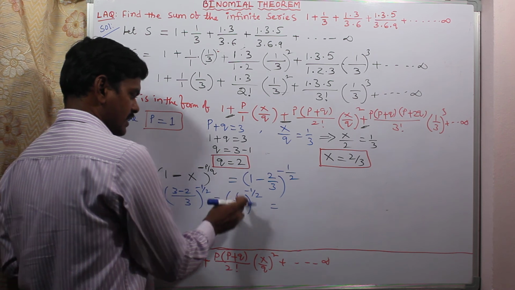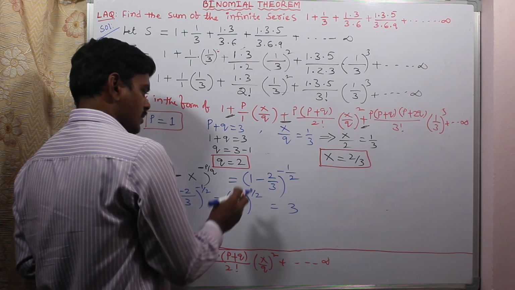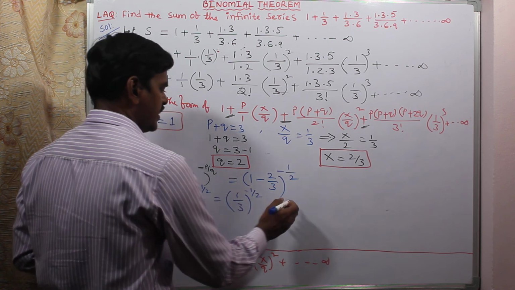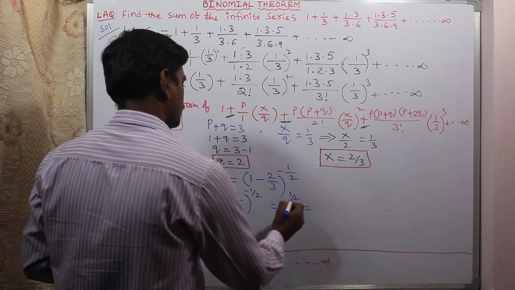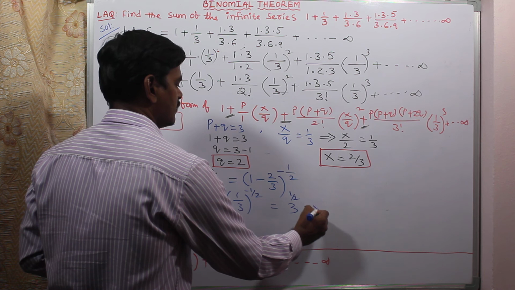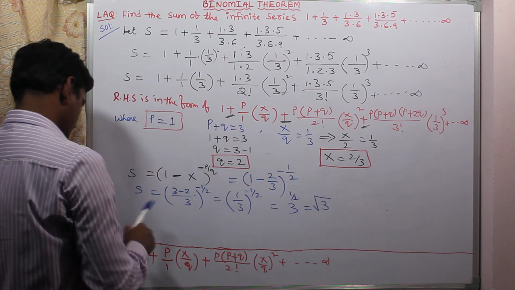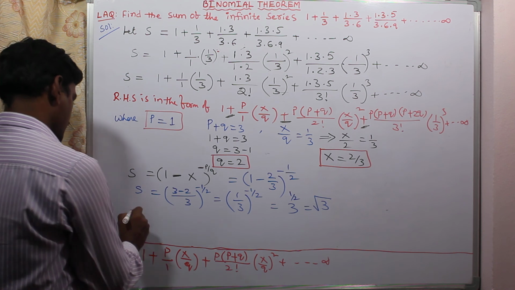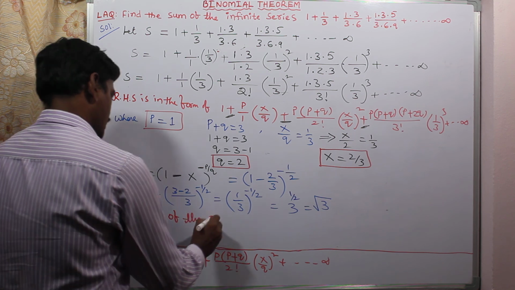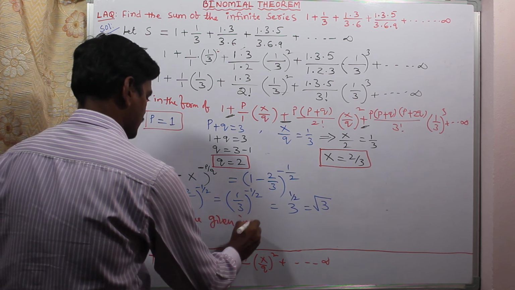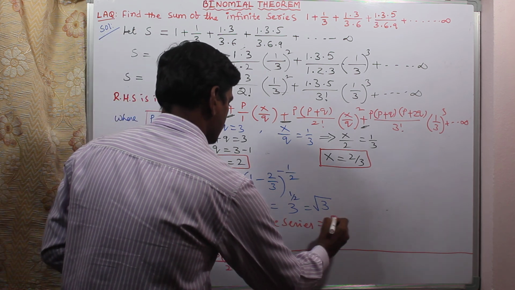Now on reversing the fraction, 1 by 3 becomes 3 and we get a sign change in the power. Minus 1 by 2 becomes plus 1 by 2. 3 power 1 by 2 is nothing but square root 3. So s value you got is root 3. Now I can conclude. Therefore the sum of the given infinite series, the answer is root 3.